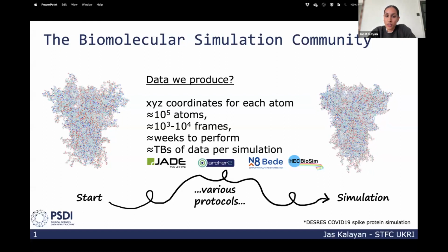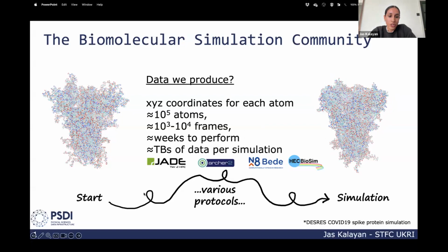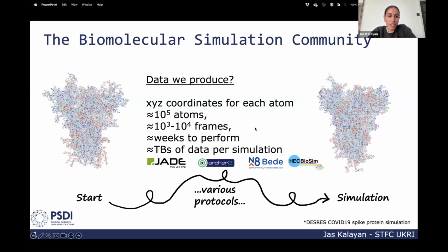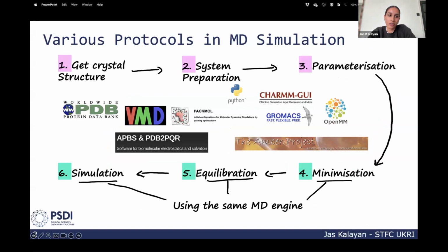And we mainly produce a lot of this data on national infrastructure, and we get access to that national infrastructure via the HEC-BioSim consortium. So as I show here, there are various protocols involved in our simulations, and here are maybe six points that are the six stages for performing simulations. So as James said, we would get a structure from some database like the Protein Data Bank, of a structure derived from experiment. I must say each of these 6 steps will be different depending on what you're looking to do. So they are 6 steps, but everybody will perform these 6 steps in a different way.